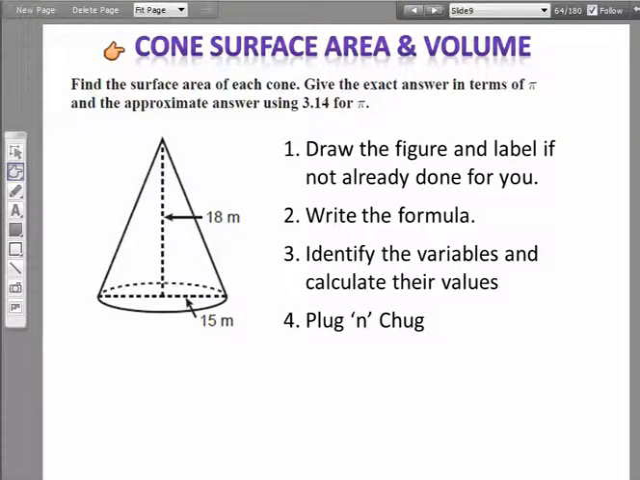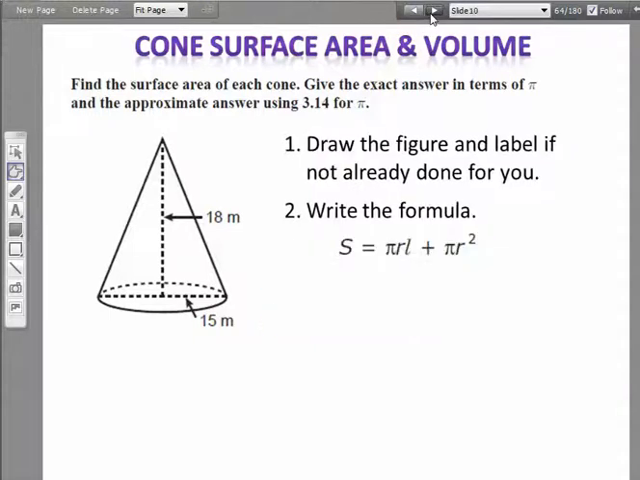Okay, cone surface area and volume. Find the surface area of each cone and give the exact answer in terms of pi and the approximate answer using 3.14 for pi. I put some steps on here. Draw the figure and label it if it's not already done for you, but I noticed most of them are already done for you in this curriculum. The second step is to write down the formula. Your third step is to identify the variables and calculate their values, and then finally, plug and chug.